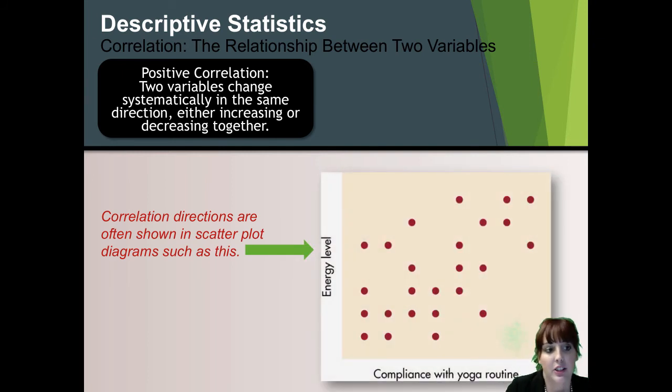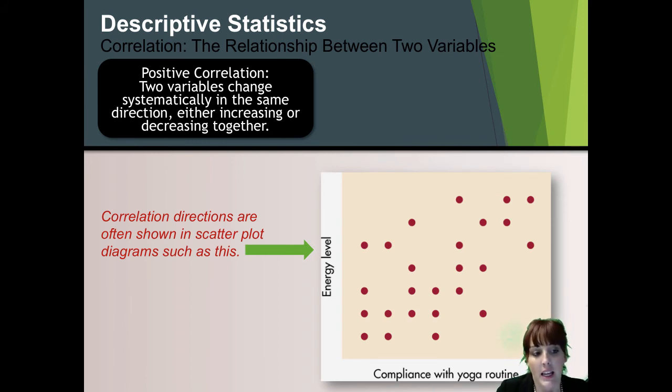Positive correlation is when two variables systematically change in the same way. They're either both increasing together or they're both decreasing together, but they're doing the same thing. It's either we're both going up or we're both going down. You're not going opposite ways.